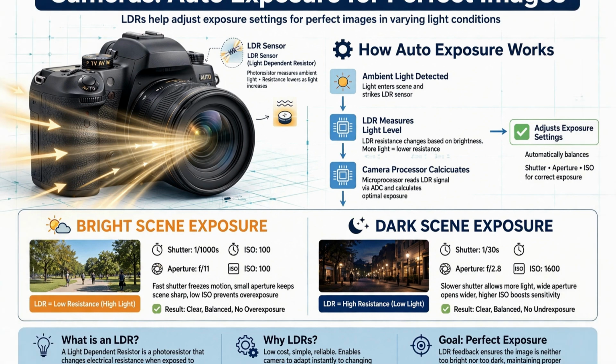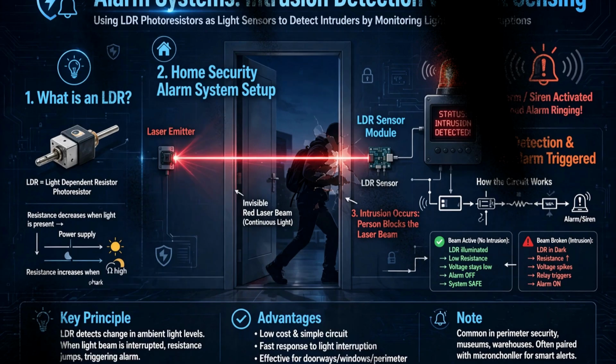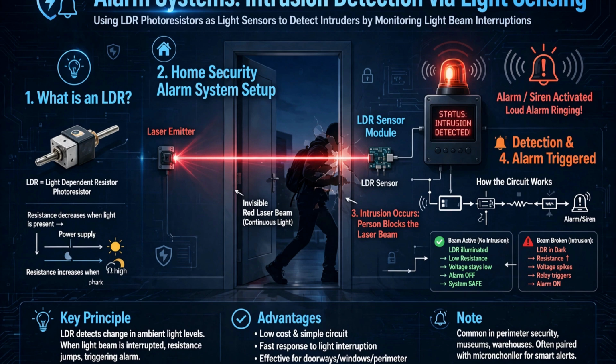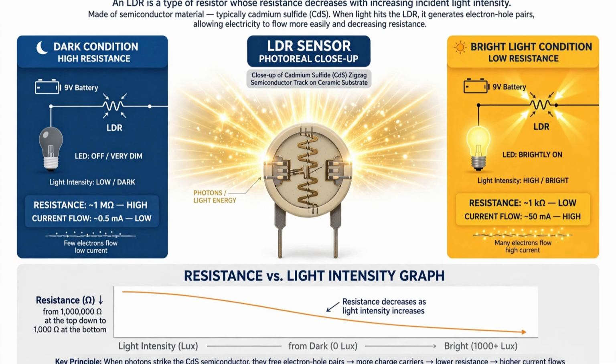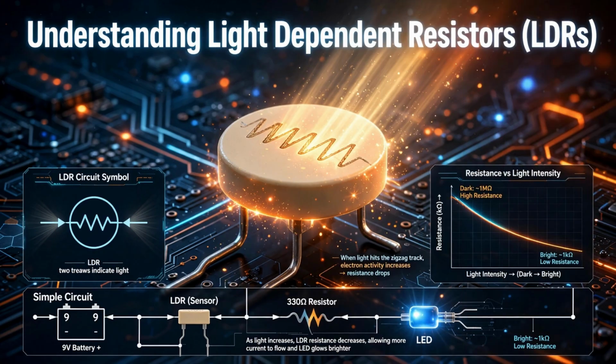LDRs are used in a variety of practical devices including light sensors. They help control streetlights, automatically turning them on at dusk and off at dawn. Solar garden lights. They optimize energy usage by turning on at night when it's dark.